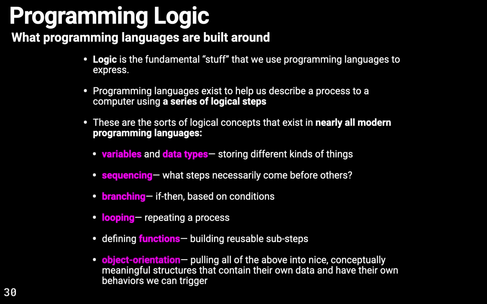And in a similar way, object orientation. So pulling all of the above into these conceptually meaningful structures that contain their own data, they have their own behaviors, and then they can interact with each other at the level of objects in code as opposed to us just writing every single line, right? And don't worry, that doesn't have to make perfect sense yet, but I'm just sketching the future so we can walk towards it, right?